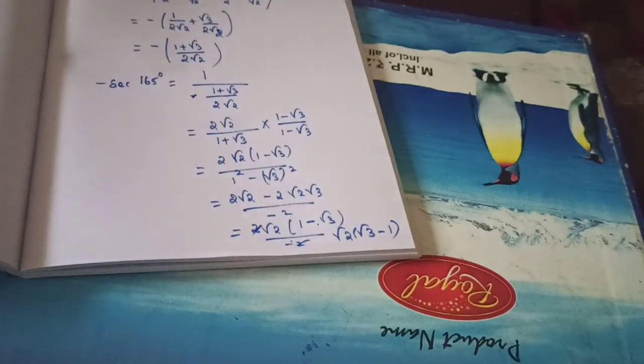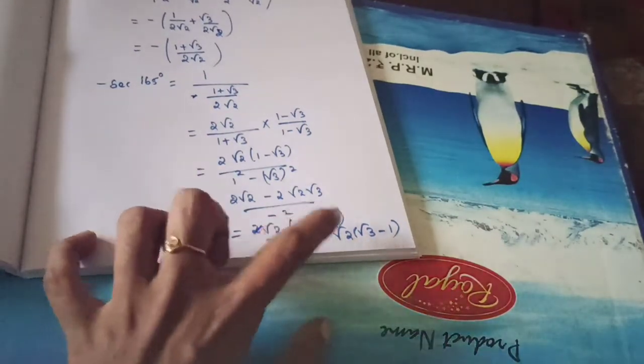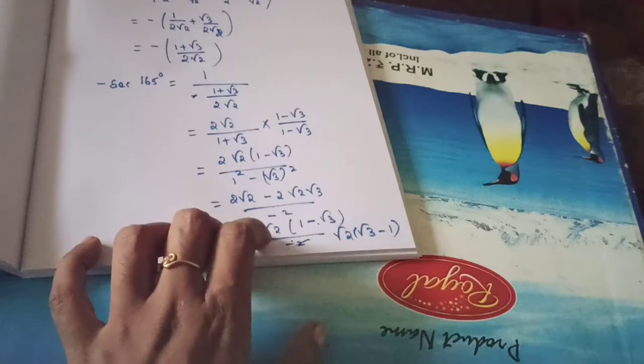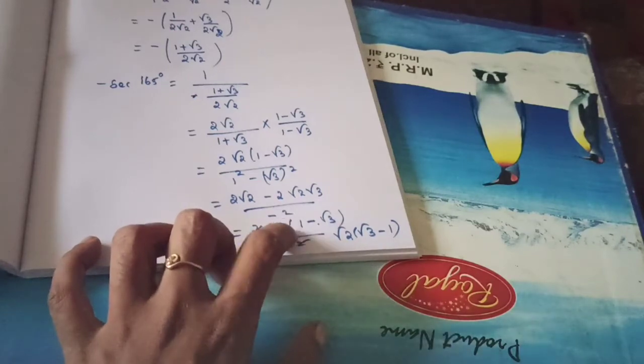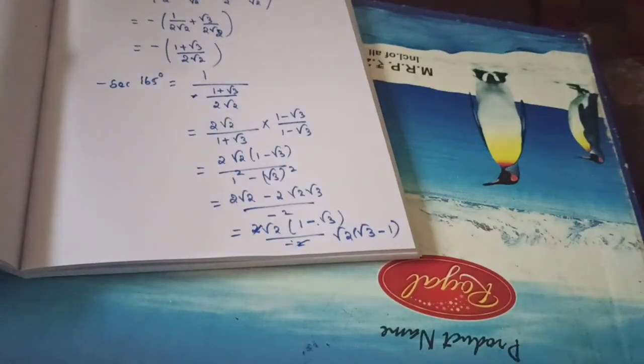Understand students? So this is rationalizing. So how will we do it? This minus I brought to the numerator. Okay. So when you are multiplying with minus, what will you get? Minus 1 plus root 3. So I changed it and wrote. Okay. So I hope you got it.